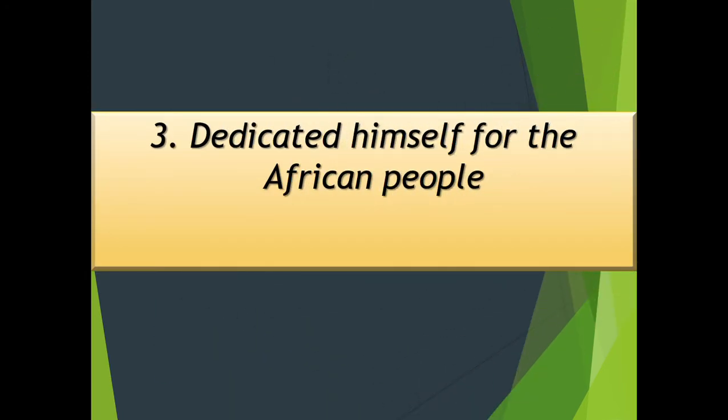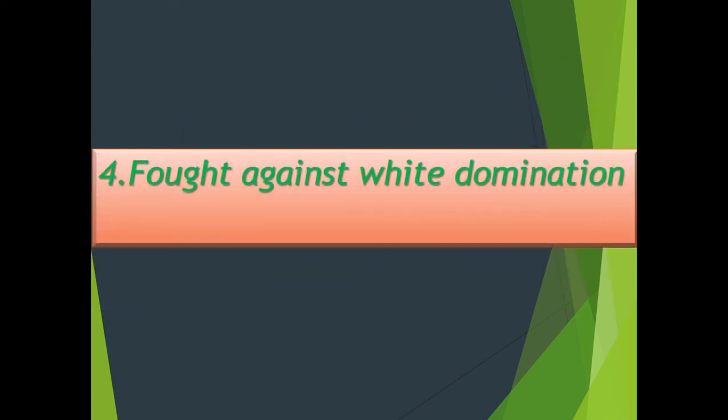Then, dedicated himself for the African people. Nelson Mandela dedicated his total life for the sake of African people, that is black people, who were deprived of their rights and privileges. We get the information. Then we see here, fought against white domination. That is, Nelson Mandela fought against the white people, white domination, who ignored the black people, that is African people. So he fought against them.